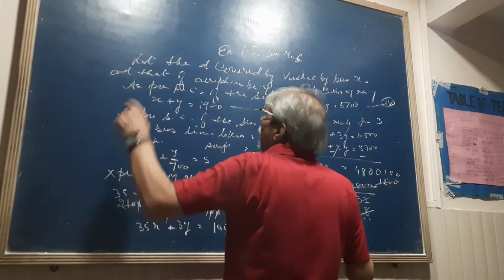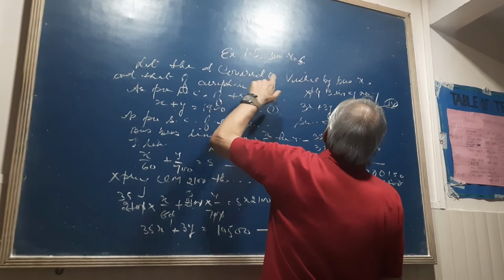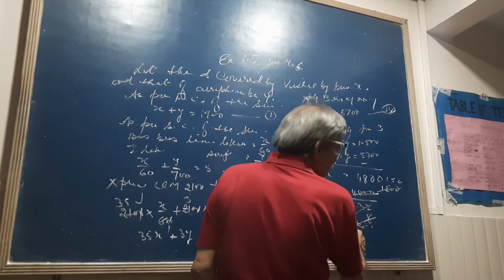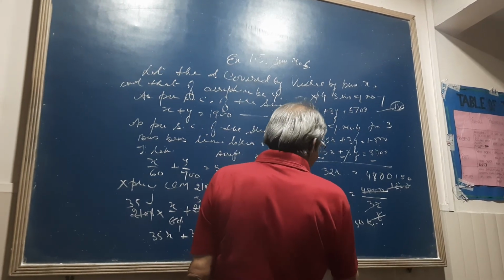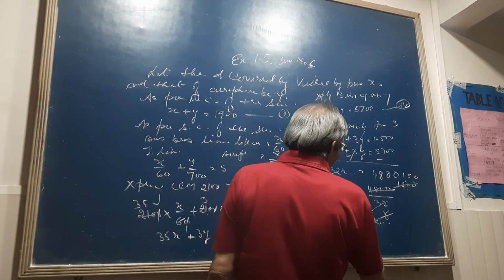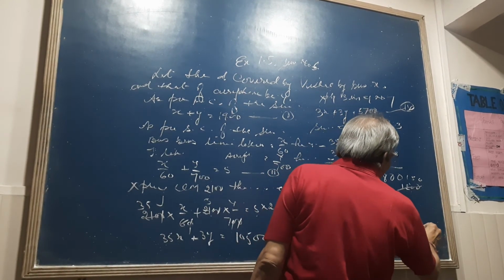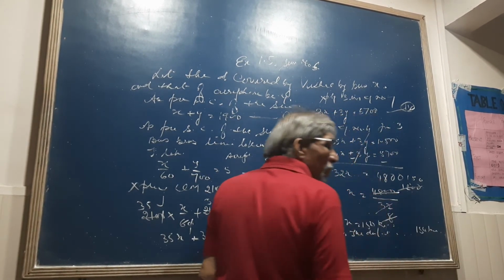You had supposed that the distance covered by Vishal by bus is X. So X is 150 kilometers. Therefore, the answer: the distance covered by bus is 150 kilometers.